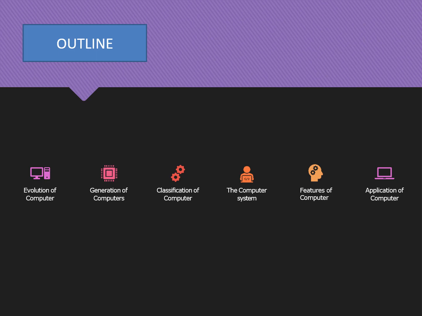Then classification of computers. Here we will see the classification of computers based on their data processing abilities. Then computer system. We will see the definition and function of different units of a computer and the block diagram in this section. Features of computer. In this section we will see different features or characteristics of computers. Application of computer. In this section we will see the application of computers in different sectors.